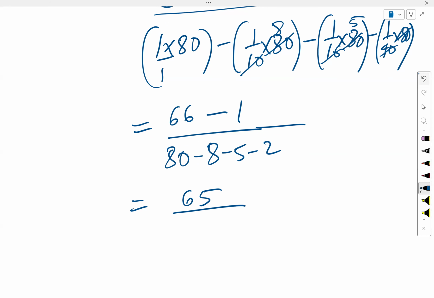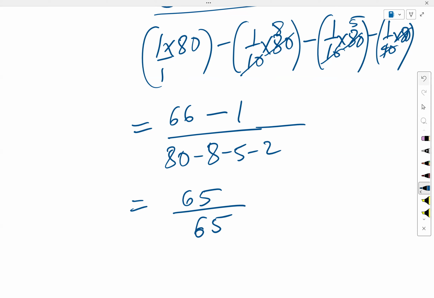80 minus 8 is 72. 72 minus 5 is 67. 67 minus 2 is 65.